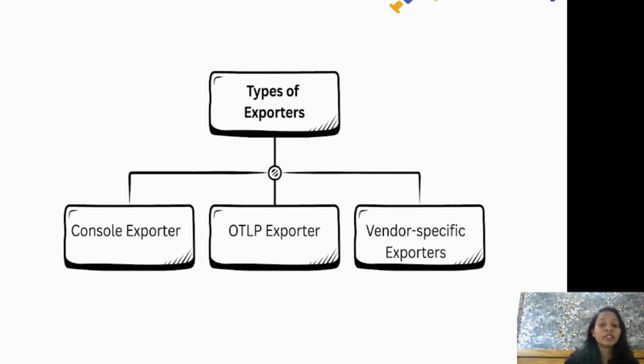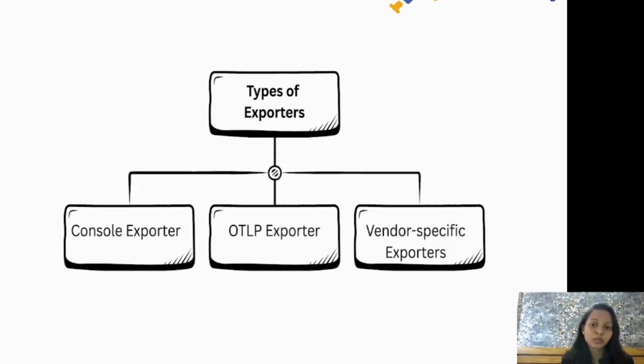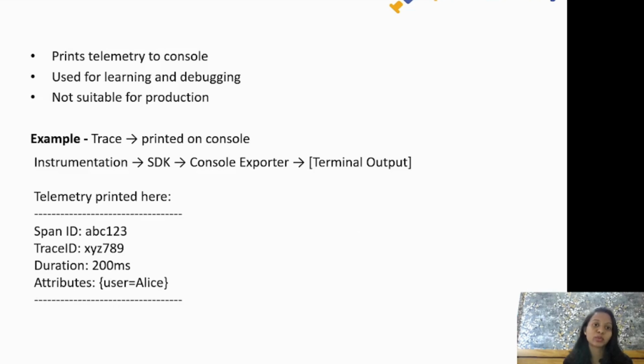Let's move to the next topic. What are the different types of exporters? Basically there are three types of exporters. The console exporter, then the OTLP exporter, which is the recommended exporter, and the vendor specific exporter. We'll do a deep dive into all these types. Let's begin with the console exporter.